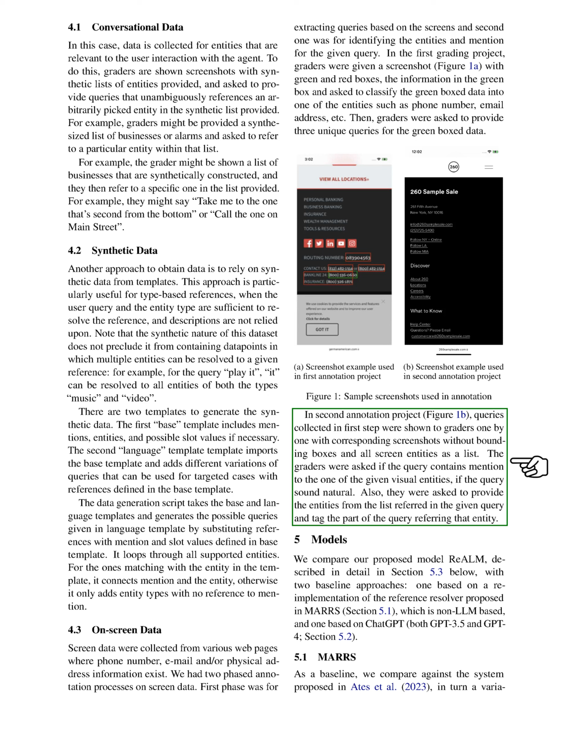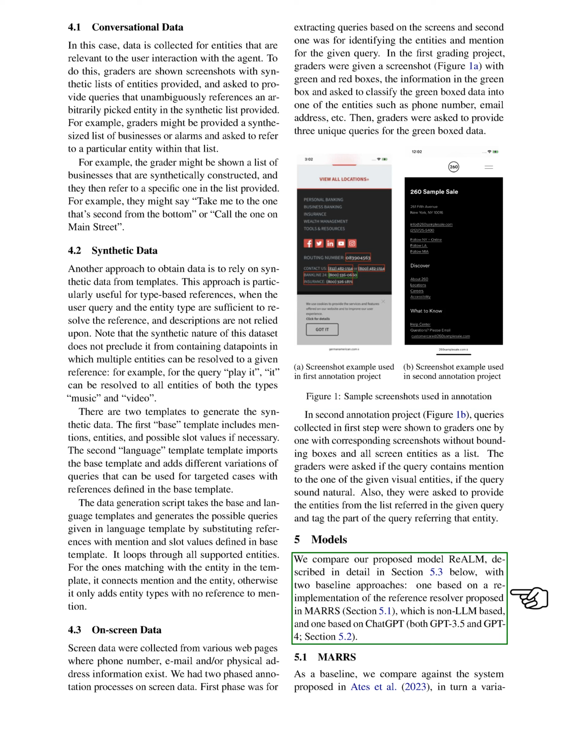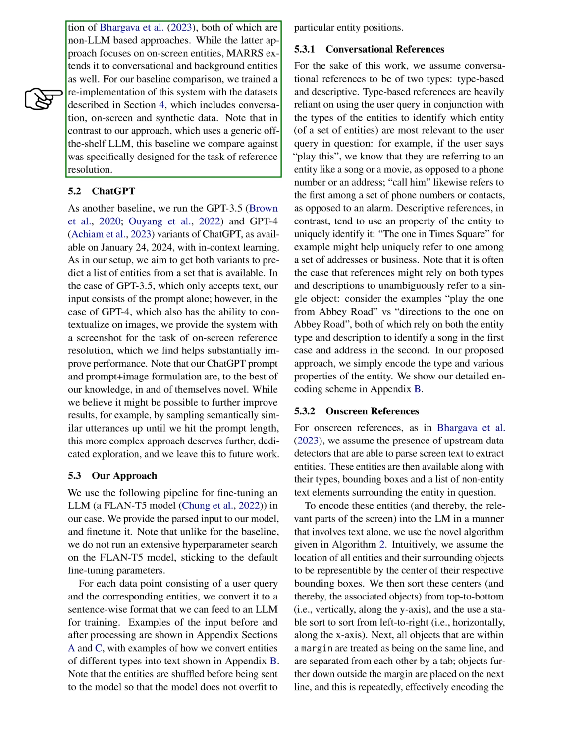Section: Models. In this section, we compare our proposed model ReALM with two baseline approaches. The first baseline is based on a system from a previous study called MARS, which focuses on different types of entities. The second baseline involves using ChatGPT, specifically the GPT 3.5 and GPT-4 versions, for predicting entities in a given context. For the MARS baseline, we re-implemented the system using datasets that include conversation, on-screen, and synthetic data.